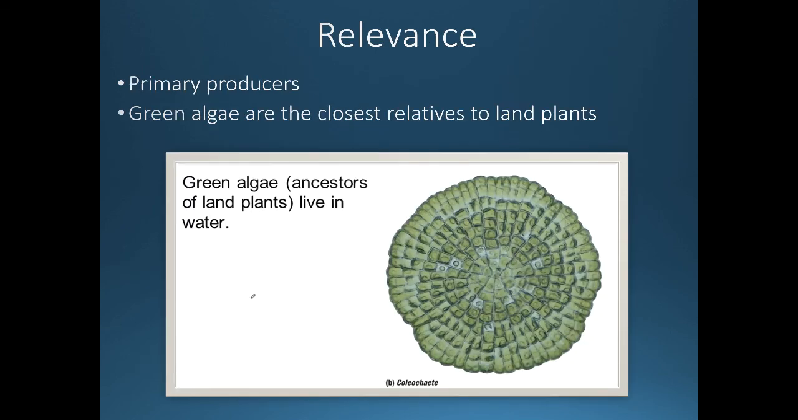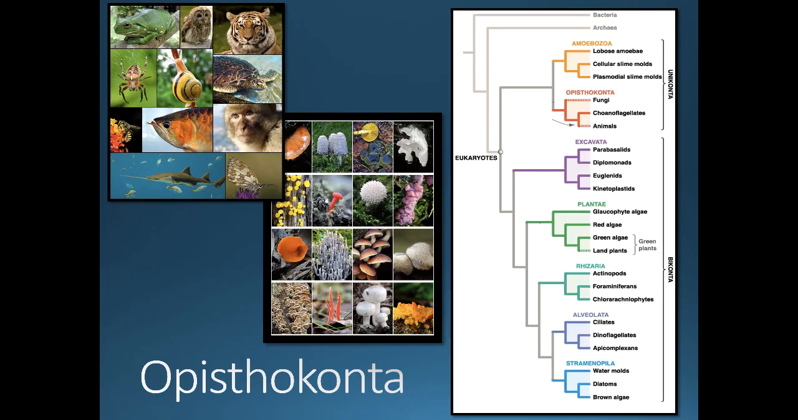Now, all plantae are primary producers, as we've talked about before. They produce oxygen and are eaten by primary consumers. Green algae, as we'll talk about later, are the closest relatives to land plants. All right, let's move on to our last group that I want to talk about for this podcast, and that is the Opisthokonts. They include the fungi, which we'll talk about later, and the animals, which we'll talk about later.